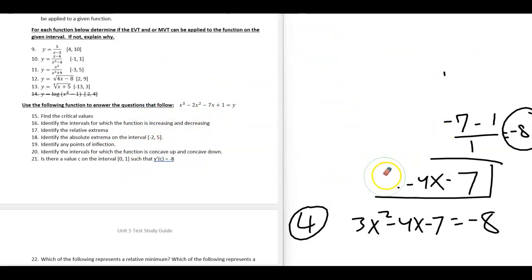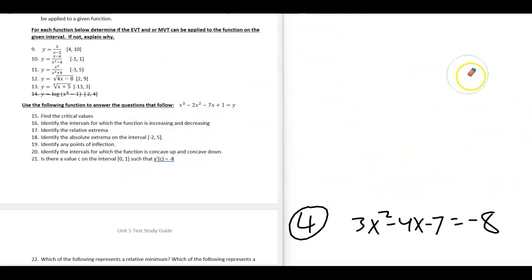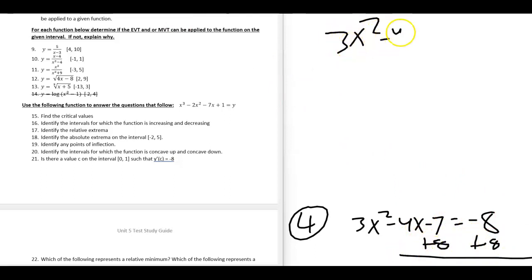So notice that this is a quadratic equation, and before you can start solving those, you need them to equal 0. So the first thing we're going to do is add this 8 to the other side. And as a result, we're going to have 3x squared minus 4x plus 1 equals 0. And then from there, we're going to go ahead and solve.